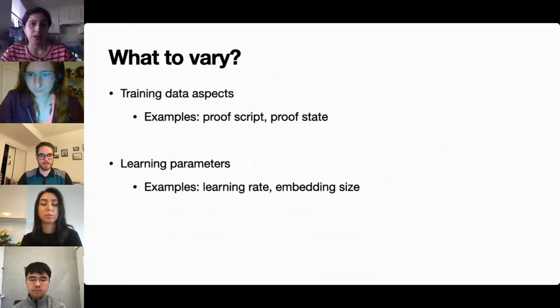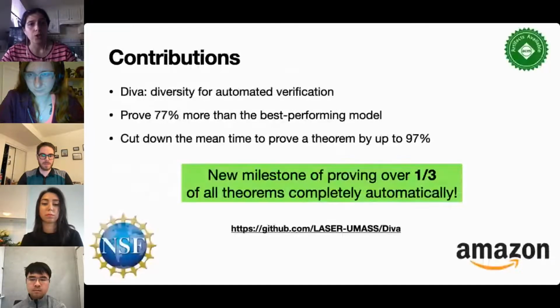So what do we vary to create this diverse set of models that potentially prove complementary sets of theorems? Well, we can vary what aspects of the training data we encode, such as the proof script and the current proof state, and the learning parameters of the model itself, such as the learning rate and the embedding size. We implement and evaluate these types of variations in DIVA. Through these variations, we generate 62 models that together make up DIVA.